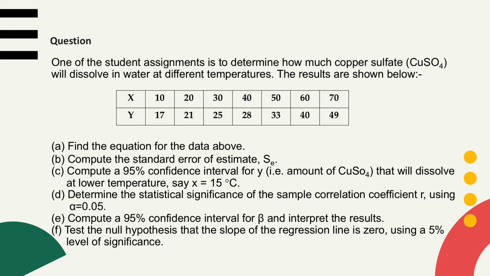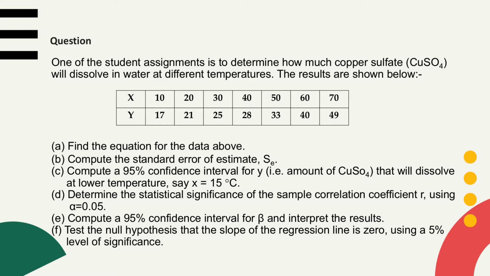There are altogether 6 sub-questions. The first one is to find the equation for the data above. Second is to compute the standard error of estimate or SE. The third one is to compute a 95% confidence interval for y that will dissolve at lower temperature when x is equal to 15 degrees Celsius.